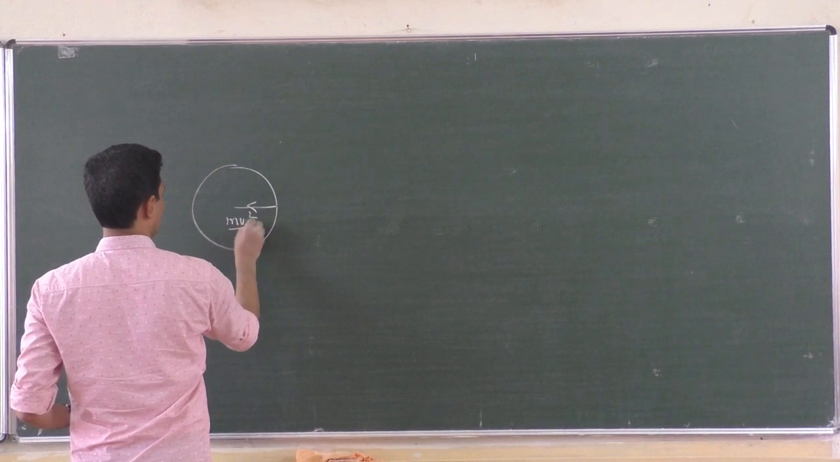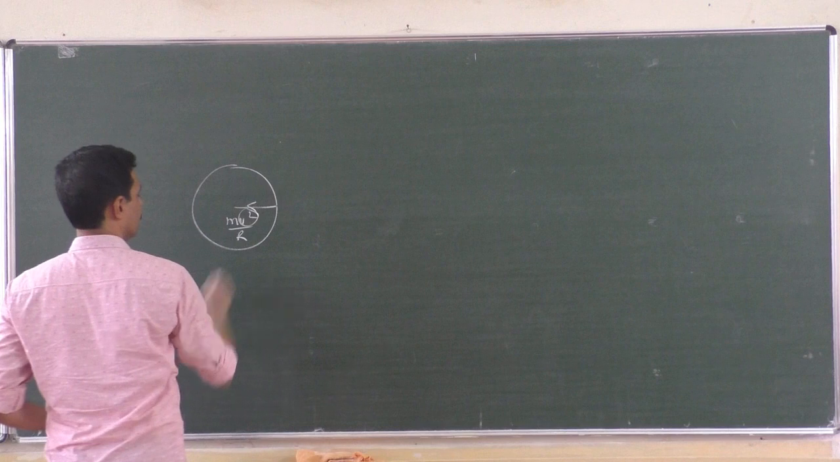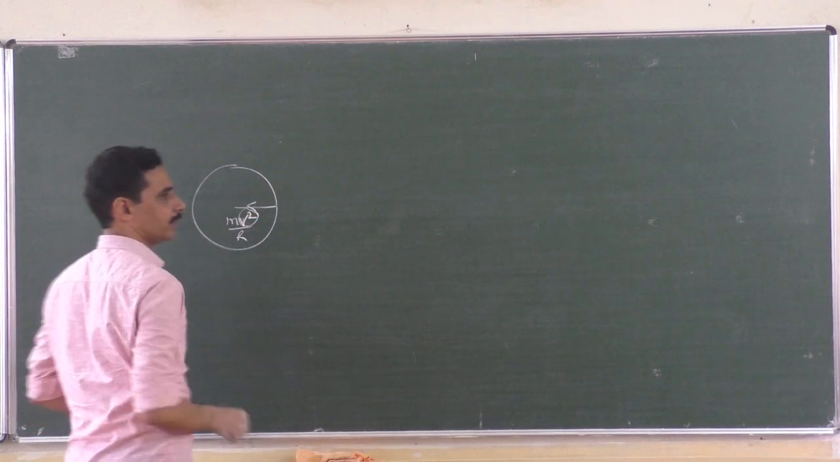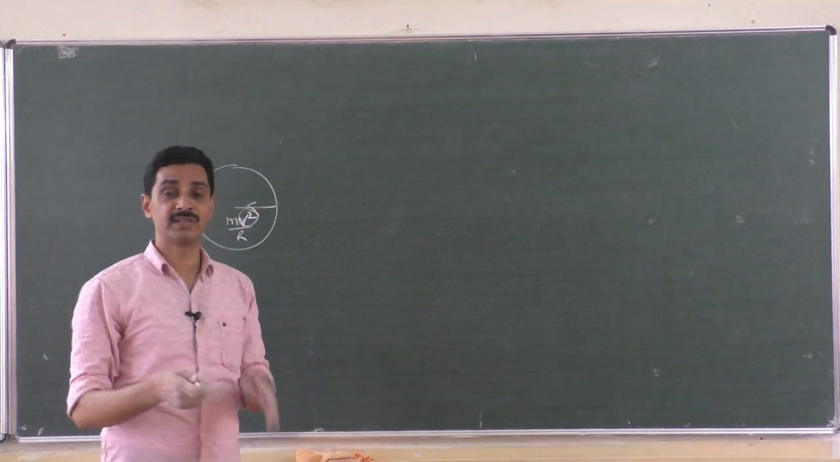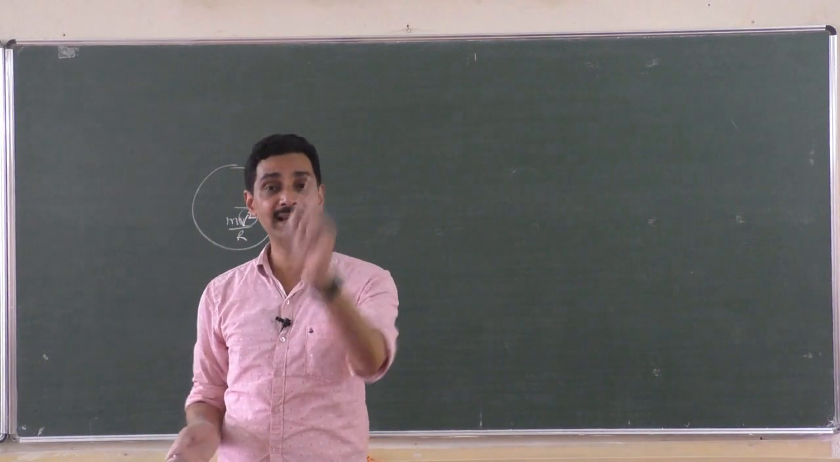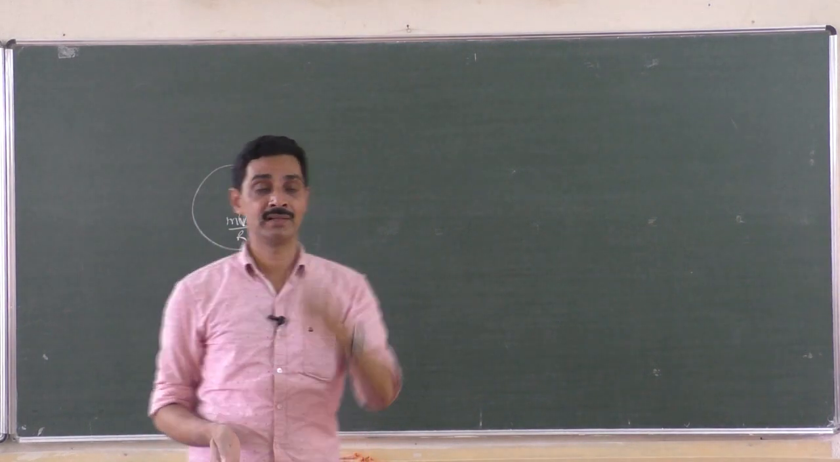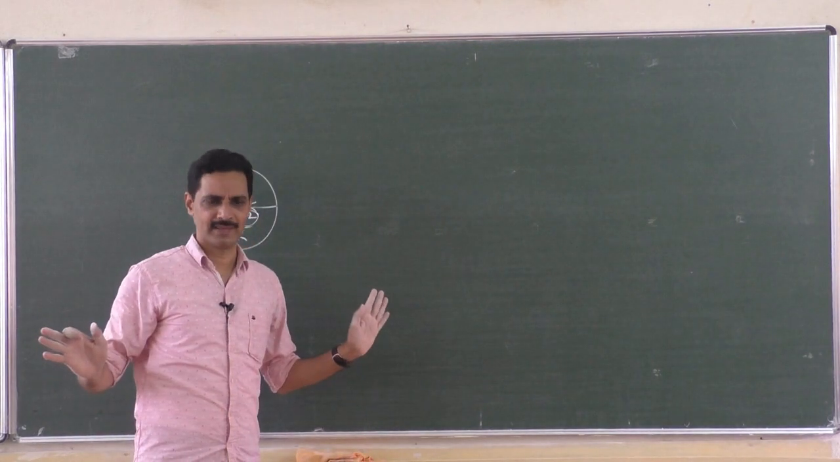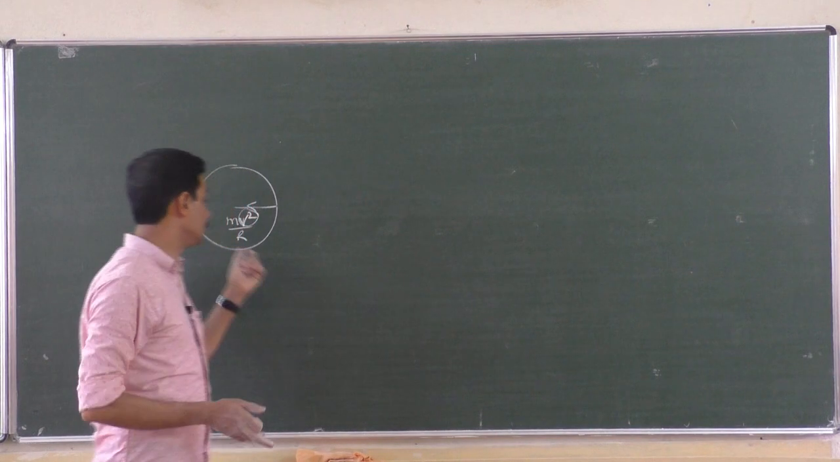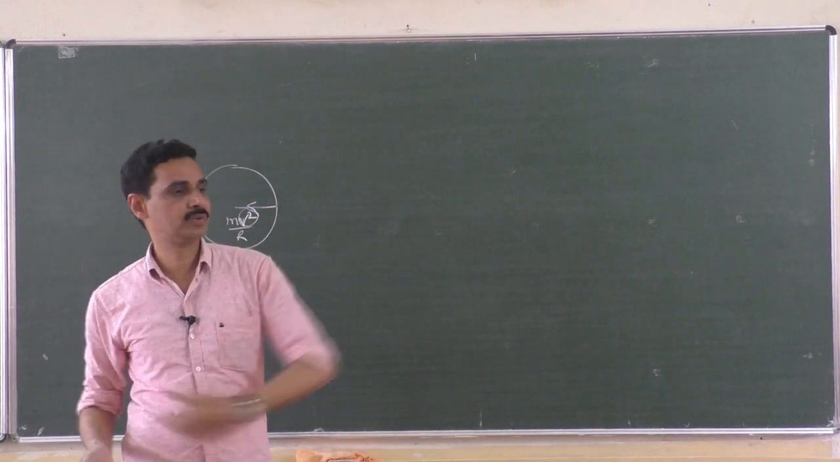mv squared by r. The more the speed, v, the more the centripetal force. But here centripetal force is provided by friction. But friction has a limit. If you cross the limit, friction says, I am helpless, I can give only this much force. You don't get enough friction, and you will be thrown away.